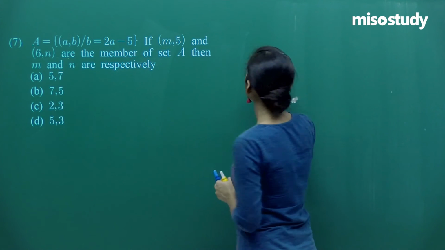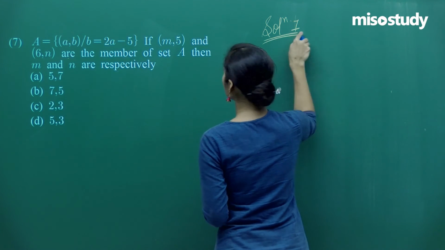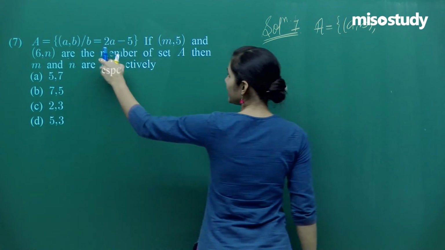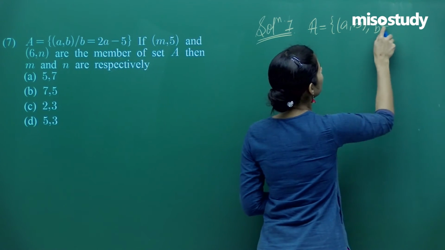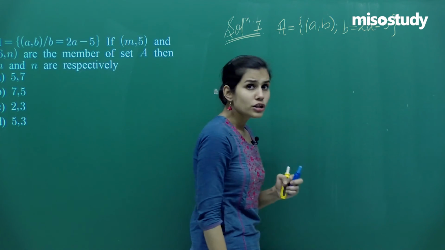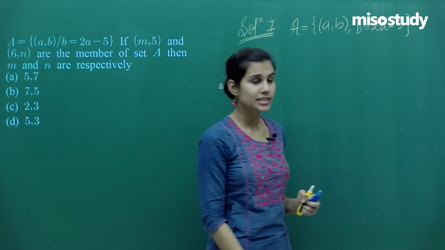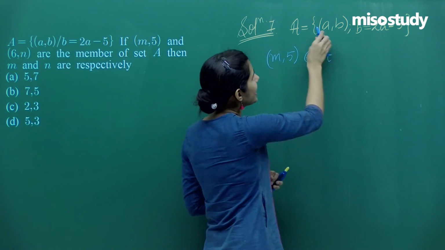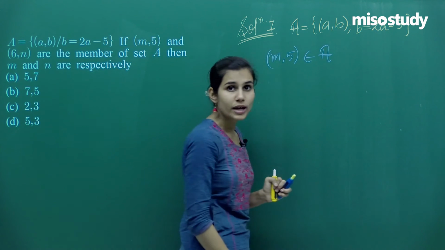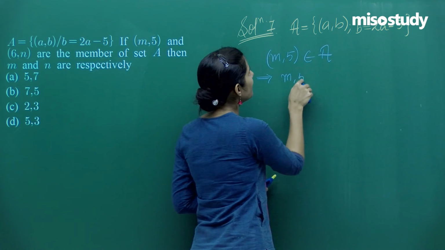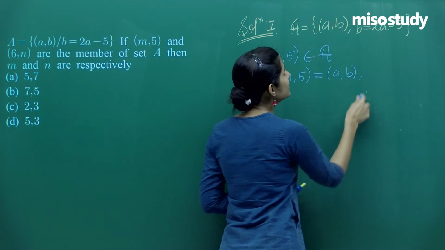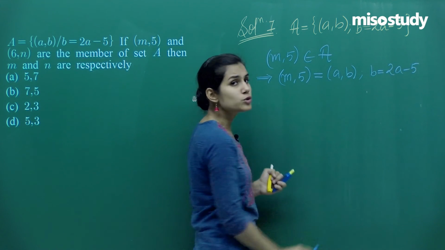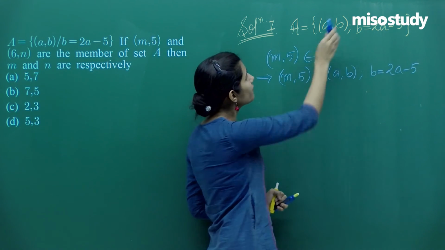So, I am given my set A to be A comma B such that my B is equal to 2A minus 5. I am also given that M comma 5 is a member of this set. If M comma 5 belongs to the set A, but in the set A elements like A comma B belong such that B is equal to 2A minus 5, so this implies M comma 5 is equal to A comma B such that B is equal to 2A minus 5. For some A comma B, I don't know, this tuple is going to be equal to some A comma B for which B is 2A minus 5 because M comma 5 is a member of capital A.